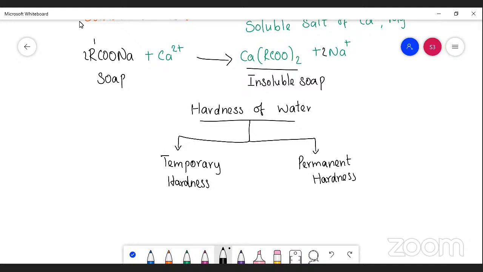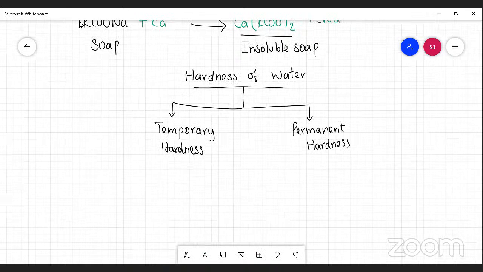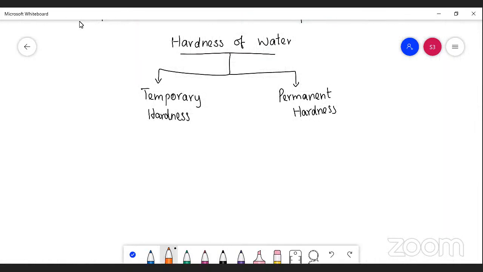Here, the temporary hardness is due to calcium or magnesium bicarbonate. The temporary hardness is due to calcium and magnesium salts, calcium and magnesium bicarbonates.